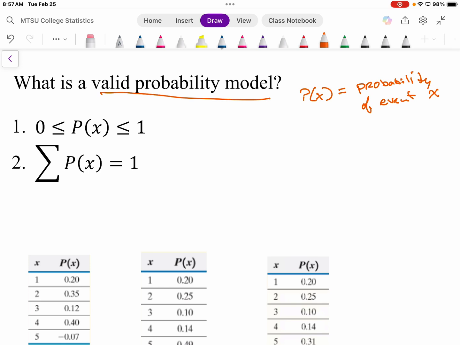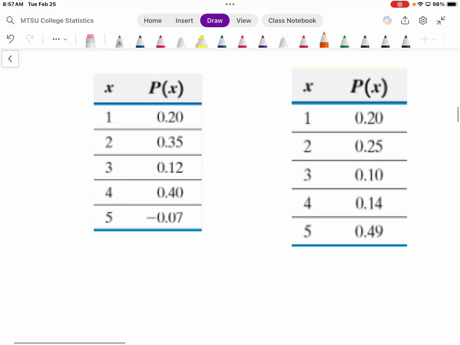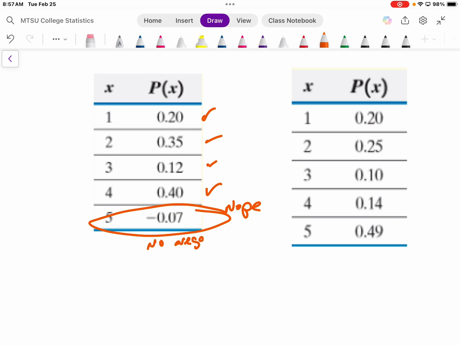So the first thing we look at: are each of the values between 0 and 1? As we look at the one on the left, that one's good, that one's good, that one's good, that one's good. Whoop, nope. We can't have a negative. Again, it's got to be between 0 and 1, and negative 0.07 is below 0. So we would say this first one is not a valid probability model.